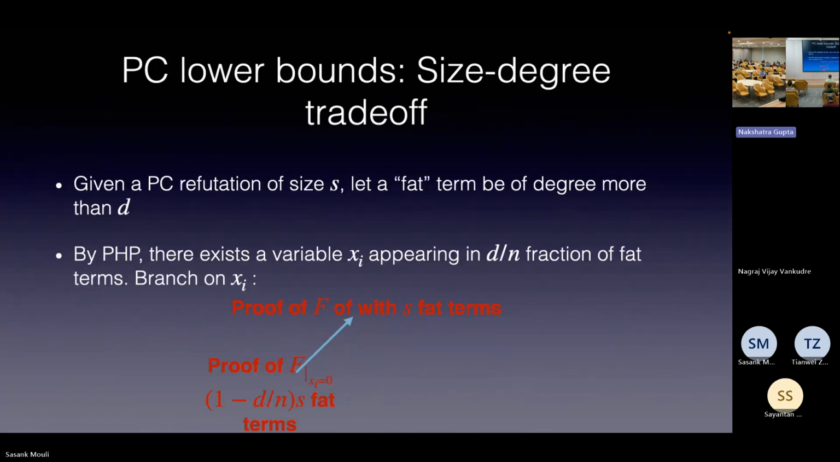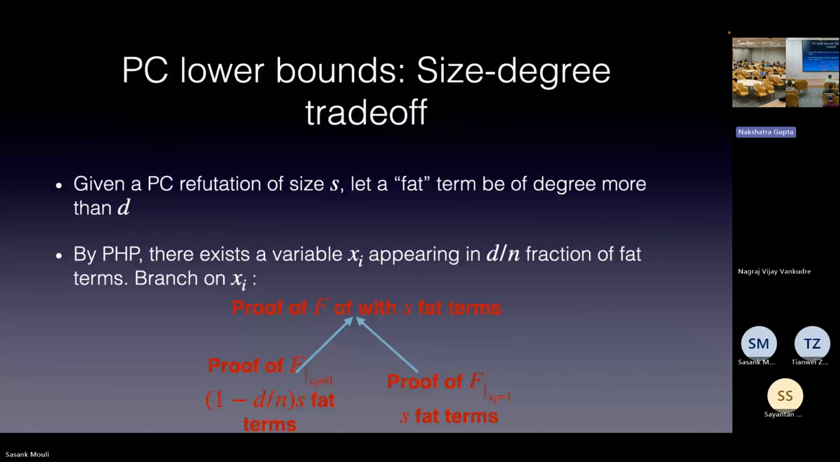So now when we set this variable to 0, we observe that that branch is of smaller size now. It has fewer fat terms. Because this variable was appearing a lot in the proof, by setting it to 0, we shrunk the proof by some factor. And in the other branch, we are not able to shrink the proof maybe, so we just leave it as it is.